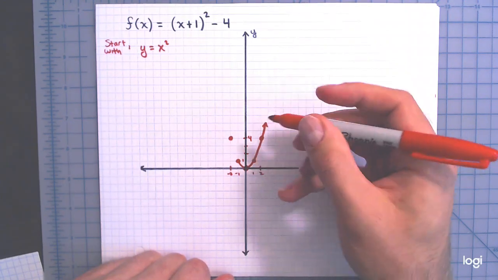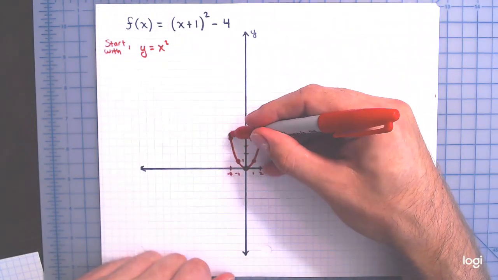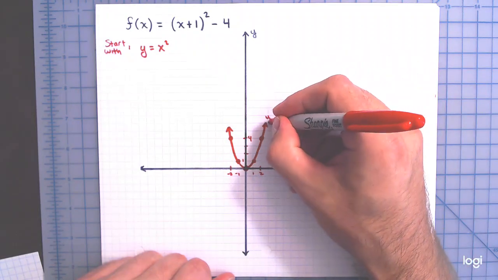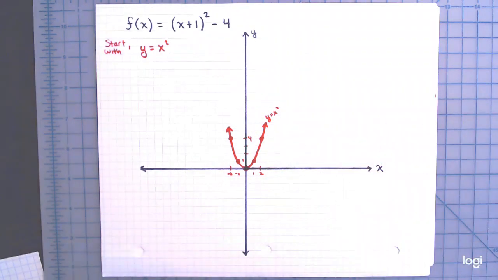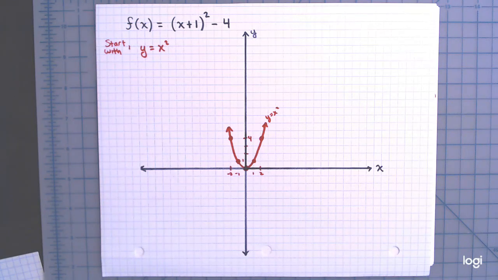And again you can plot other points if you want, but there's the same one I started with last time. Anytime I'm asked to graph a quadratic using transformations, this is the quadratic I am going to start with. The easiest one, the most basic one. Now let's see how this moves.